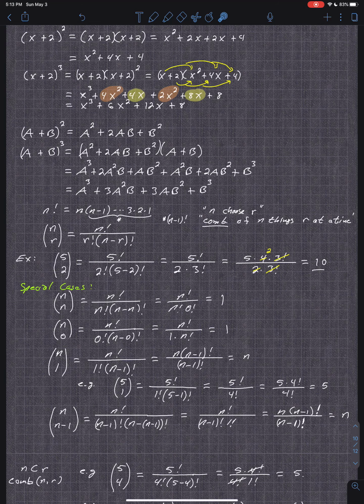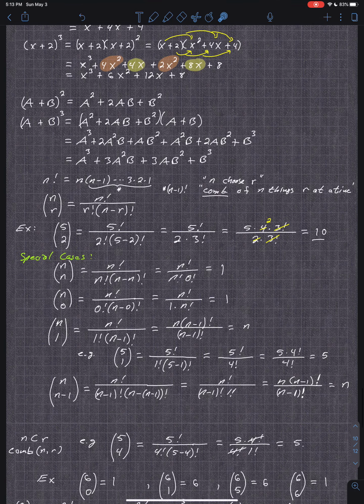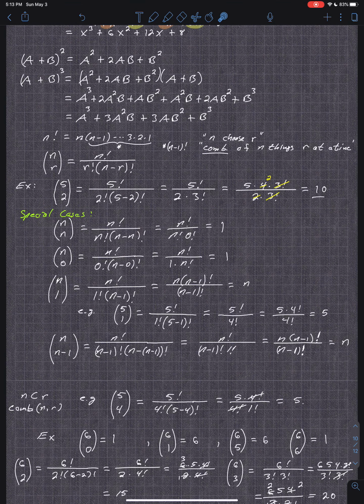Okay, now we want to talk about some definitions. We talked earlier about factorial. Okay, so to remind you what n factorial is, it's n times n minus 1, etc., all the way down to 3, 2, 1.